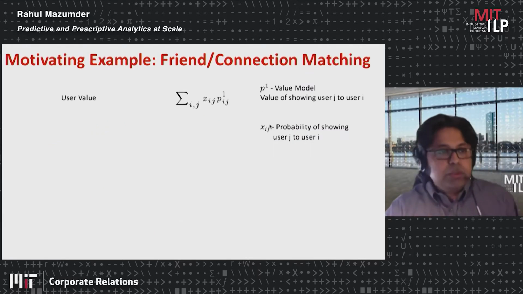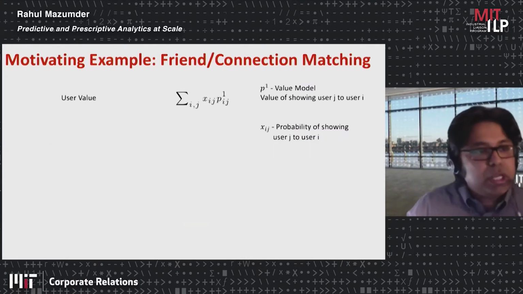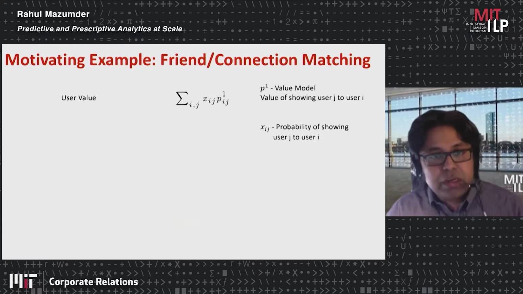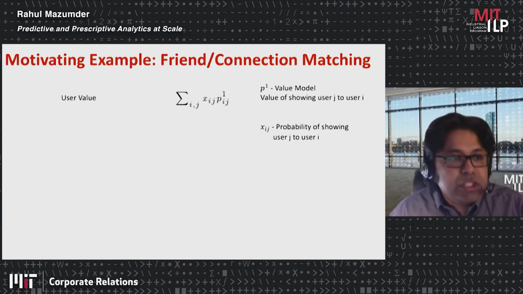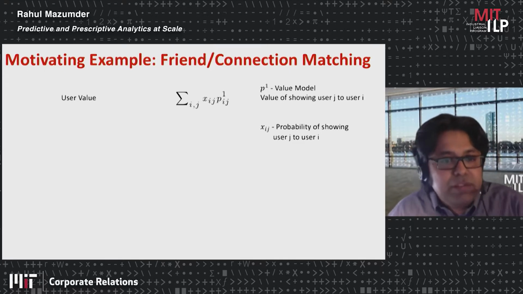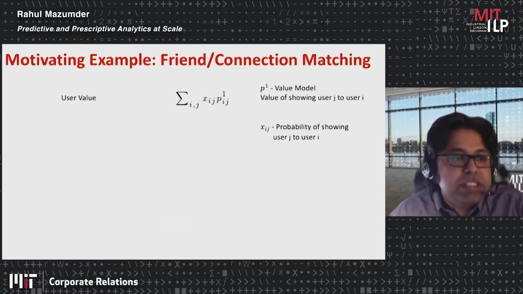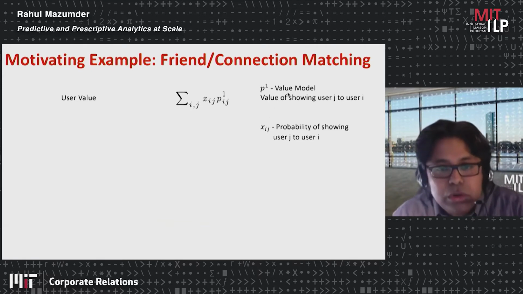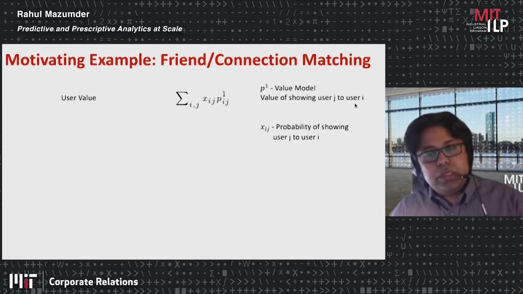All right, so to make things concrete, let's talk about a motivating example, that of the friend or network or connection matching problem. Let's throw in a few alphabets over here. Let's define what is known as a user value. P1 is a value model or an engagement model. I is a user. Think about people, viewers on a networking platform.